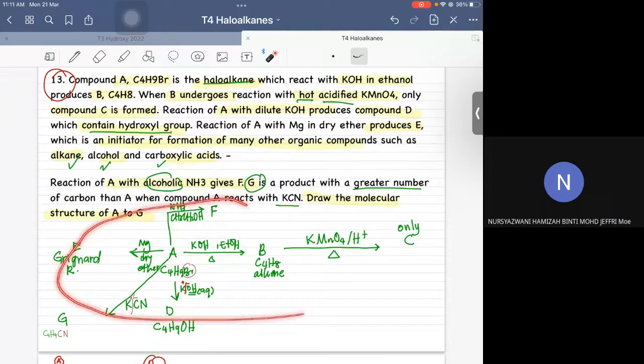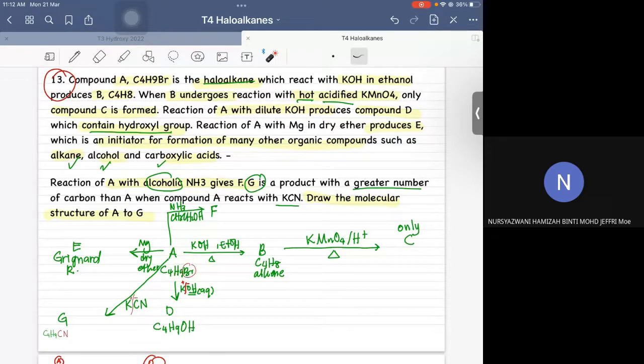Nampak reaction ni macam senang, tetapi dia akan menghasilkan pelbagai struktur dan pelbagai jawapan kalau kita tidak berhati-hati. Sedangkan dalam soalan, dia tak mungkinlah bagi banyak sangat pilihan yang mungkin terhasil. Dia mesti akan skopkan soalan tu supaya dapat satu saja struktur A yang betul.